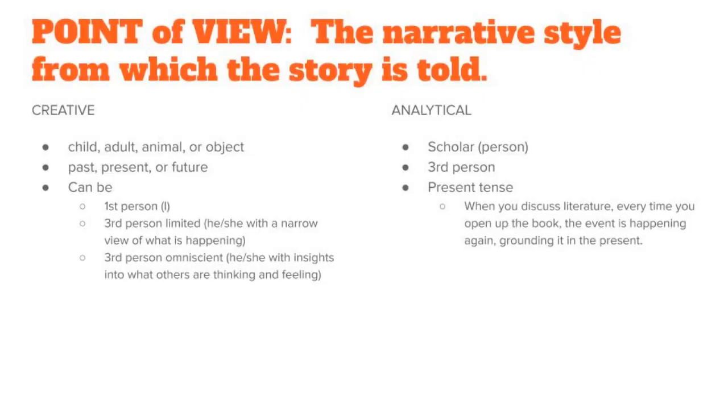If we begin with point of view, or the narrative style, notice that when you're discussing analytical writing style, you have a lot less choices than you did for creative. Where you could be a child, adult, animal, or object with creative writing, in analytical writing, you're intended to be a scholar, and you should be writing in third person present tense. The reason for present tense when you're discussing literature is because every time you open up the book, the event is happening again, grounding it in the present.